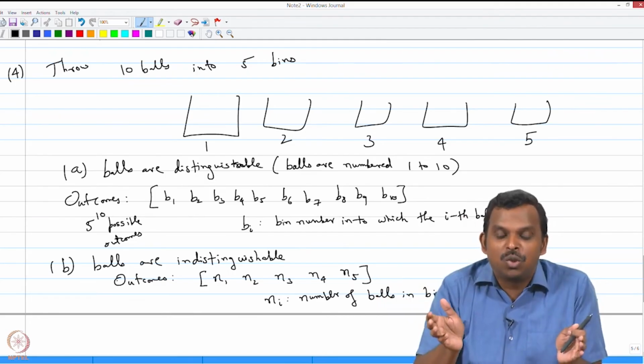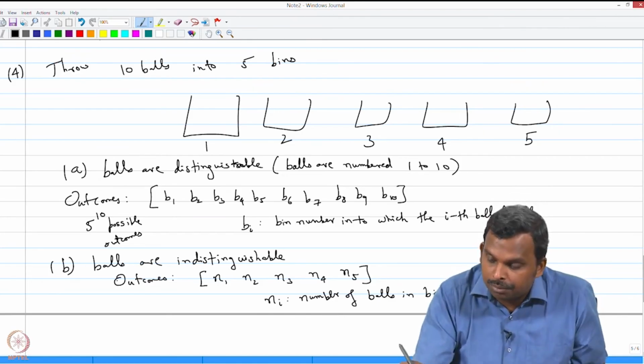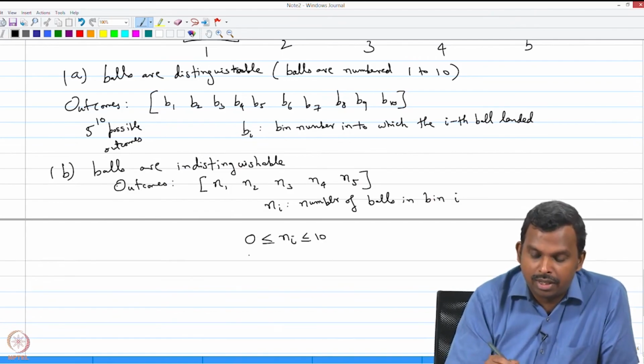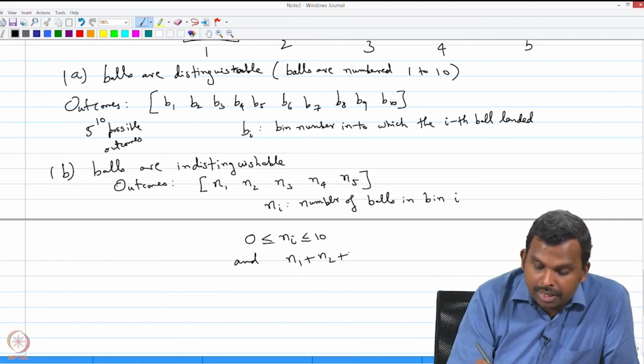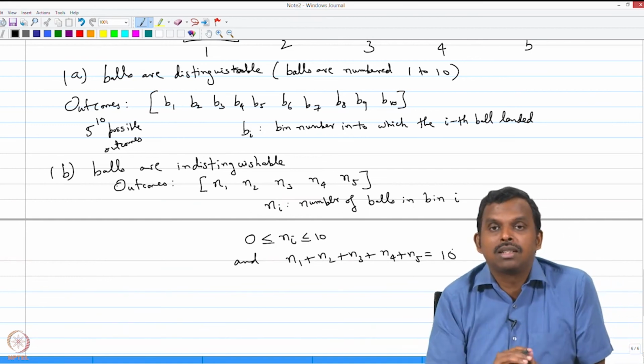Okay. So, you have this constraint that each ni is between 0 and 10. Okay. Each ni is between 0 and 10. Of course, ni is an integer, it is not anything else. And what is the other constraint? n1 plus n2 plus n3 plus n4 plus n5 should be equal to 10. So, each of these numbers are not independent.